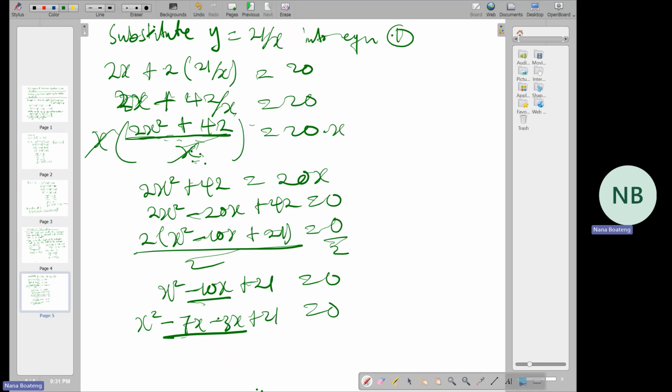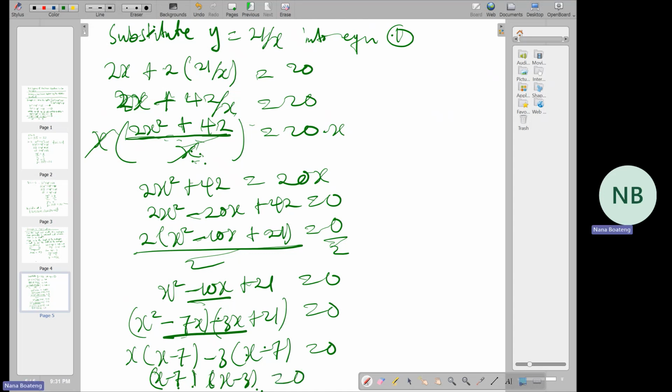So this becomes, we can factor x out of the first and second terms, and we can factor negative 3 out of the third and fourth terms. So this becomes x times x minus 7. We can factor negative 3 out of the third and fourth. That becomes x minus 7 is equal to 0. So we have x minus 7 factored out, and x minus 3 equal to 0. All right, so let's continue on the next page.